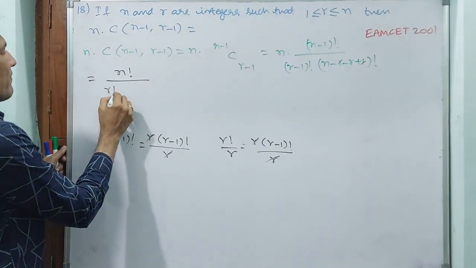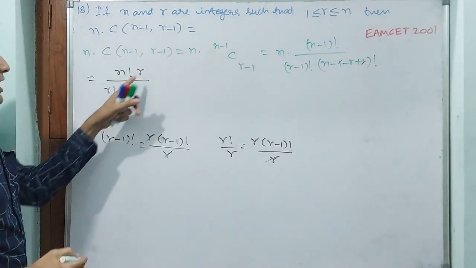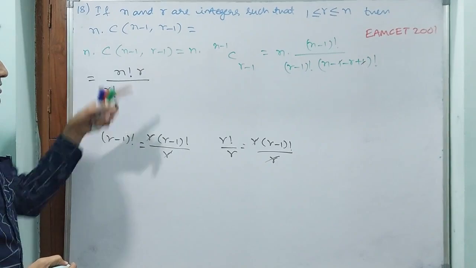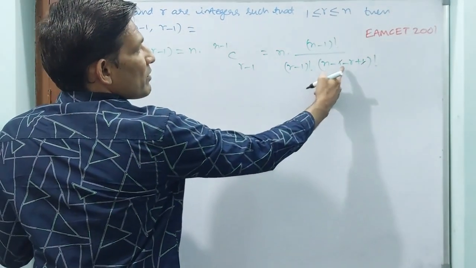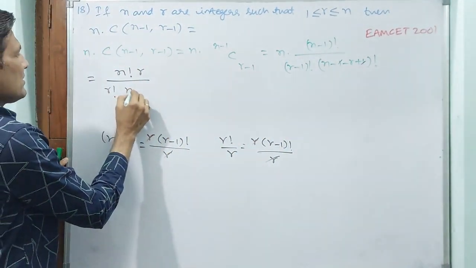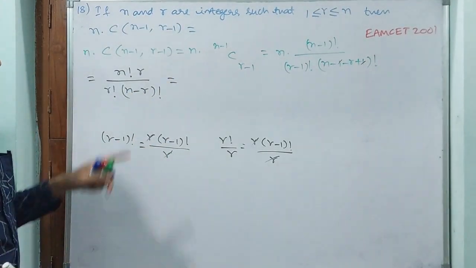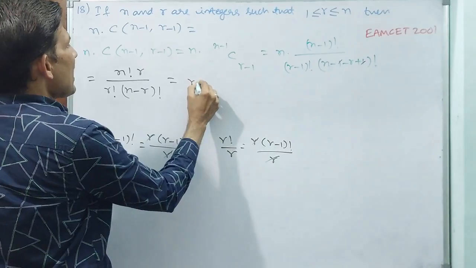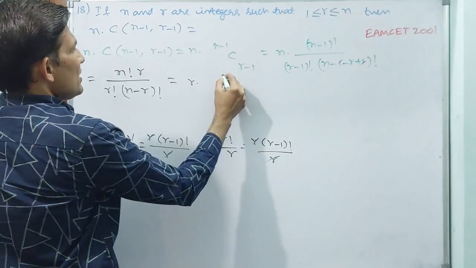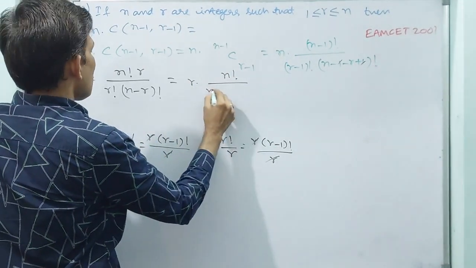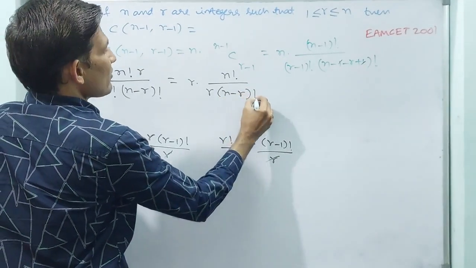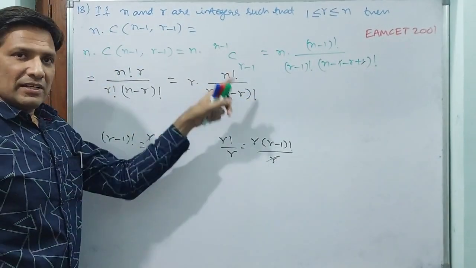Now see, (r minus 1) factorial, how can I write r factorial? But r I am going to write here. Division means like this it will go. This is going to become (n minus r) factorial. That is equal to, see here what will happen, r I am taking separate. See, n factorial by r into (n minus r) factorial. This is the nCr formula, that's all.